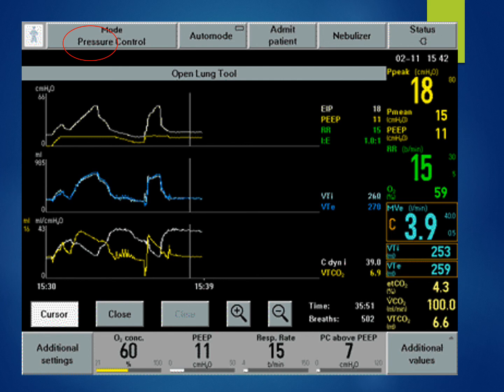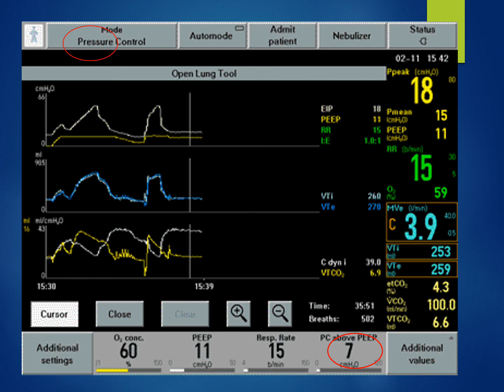Now, how is this pressure delivered? Pause the presentation again and see if you can find any familiar units of measurement and how much pressure this patient is getting. Here you can see 7 centimeters water under PC above PEEP, or pressure control above PEEP, that box. We now know that this patient is getting that much pressure, 7 centimeters of water, with each breath delivered by the ventilator.